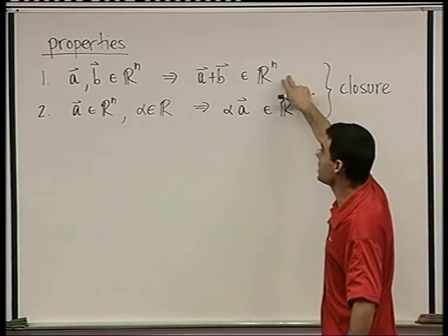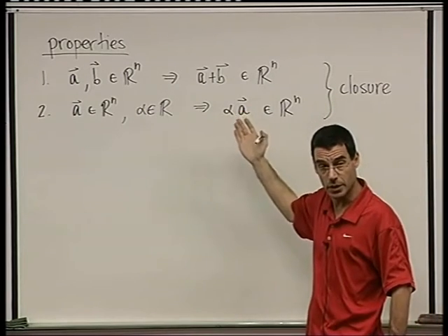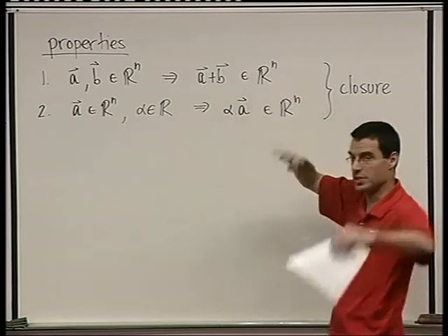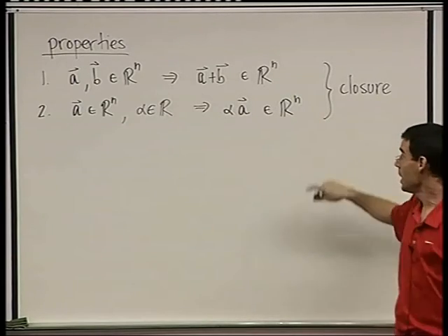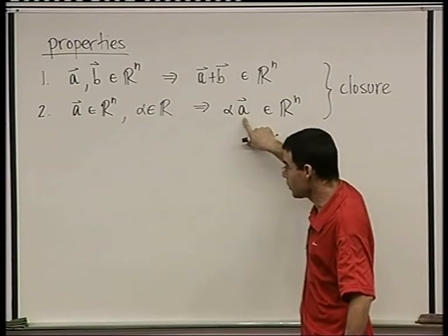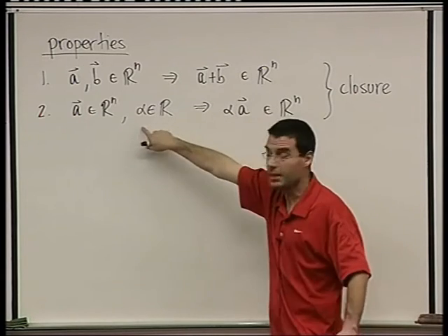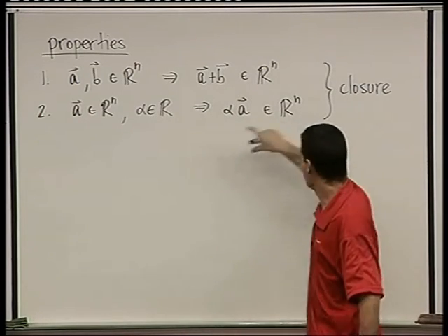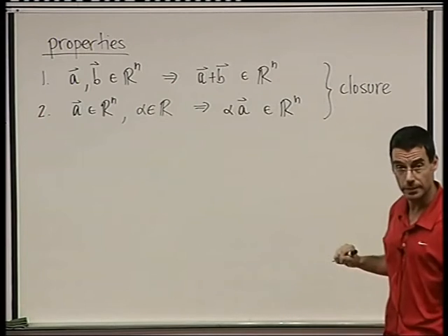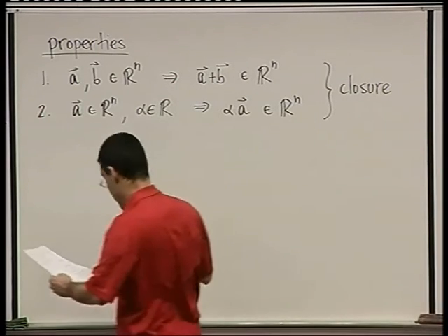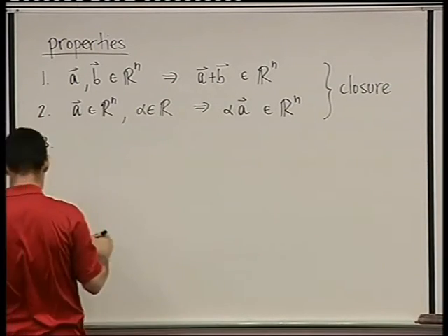This property means that it's closed under addition. We're adding things, we're remaining in the same set, in the same world. This means that it's closed under multiplication by a scalar. Okay? So these are two properties of closure. Some more properties, well-known properties.